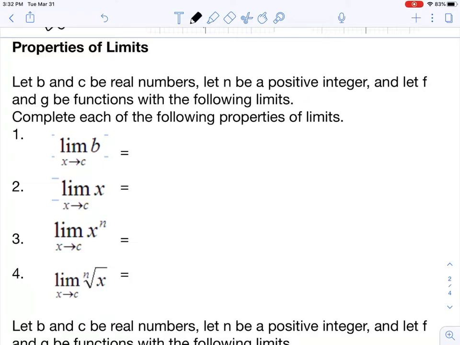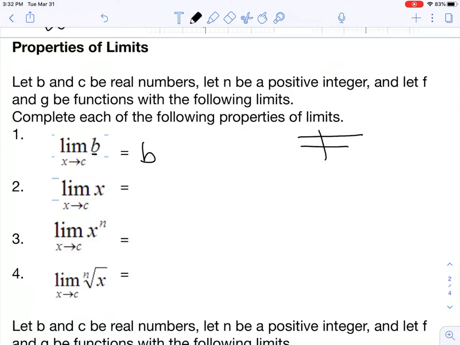The limit as x approaches c of b. Well, what does that mean? The limit as x approaches c, b is a number. So think about that graph. That would be the graph y equals a number. That would be a horizontal line. What are all the values going to be for that? I think you'll see that's b.